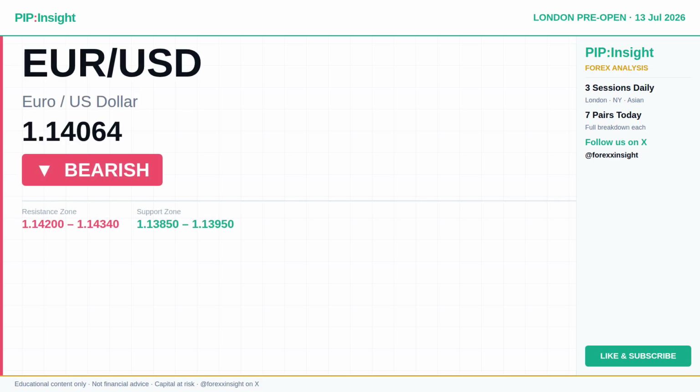Euro dollar. The chart is showing bearish structure on this session. The 4-hour trend is to the downside and the 1-hour is also pointing lower. Resistance is marked between 1.142 and 1.1434. Support is marked between 1.1385 and 1.1395. Here is the full chart breakdown.